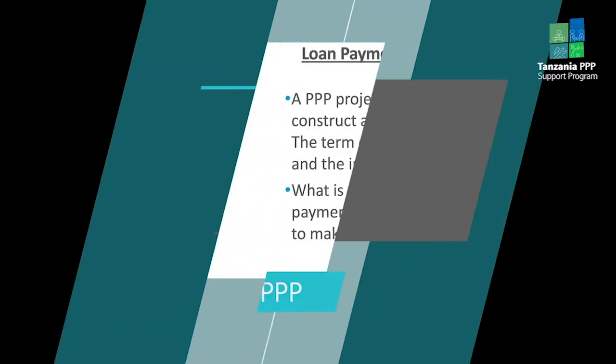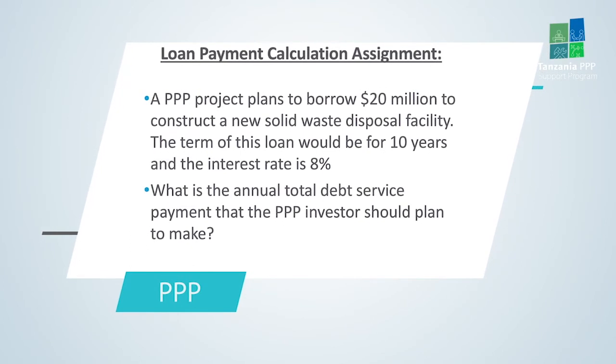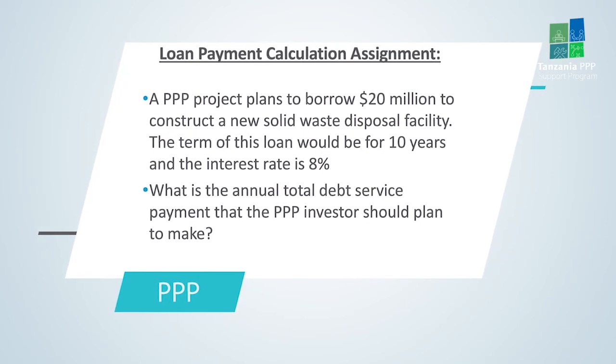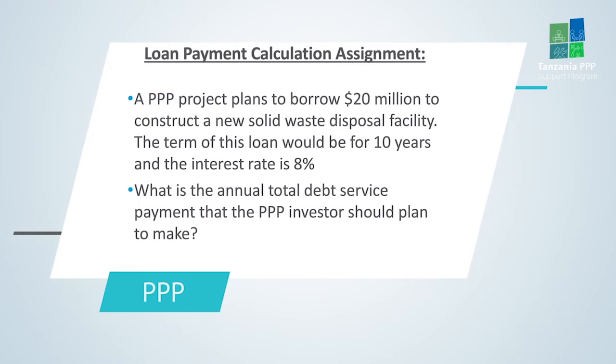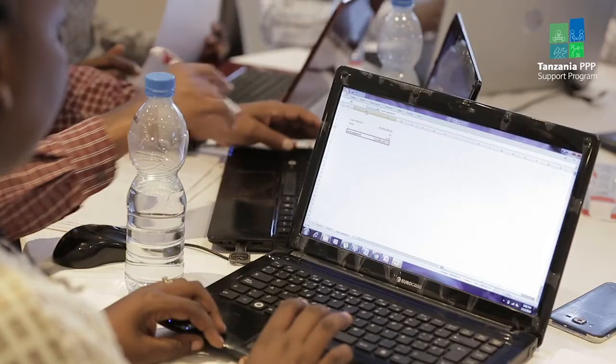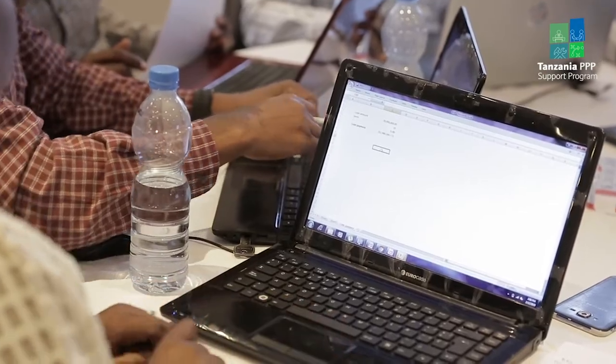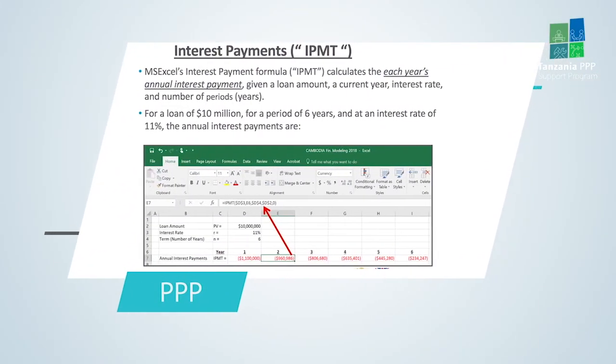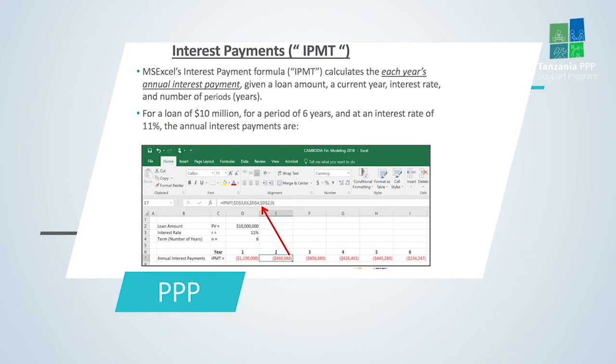So there's flexibility. So here's your assignment. Open up a blank worksheet. A PPP project plans to borrow $20 million to construct a new solid waste disposal facility. The term of the loan will be for 10 years. The interest rate is 8%. What is the annual debt service payment that the investor should expect to make each year? There is the formula, and there is the problem. Go ahead and tell me what you get. You just compute the formula once and you basically copy it across and wow, simple.